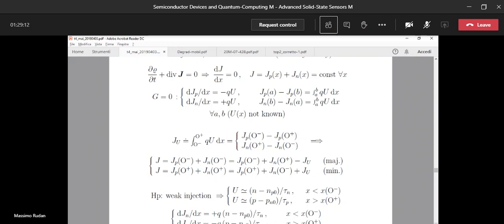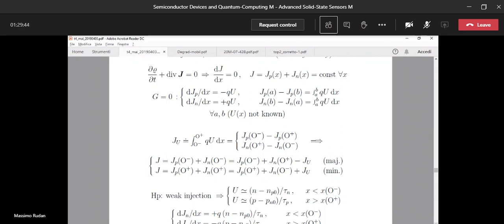Now we introduce the hypothesis of weak injection. You remember the weak injection condition is the condition in which the actual concentration of the electrons and holes depart from the equilibrium values little with respect to the majority carrier concentration. Okay. What is the importance of the weak injection condition?